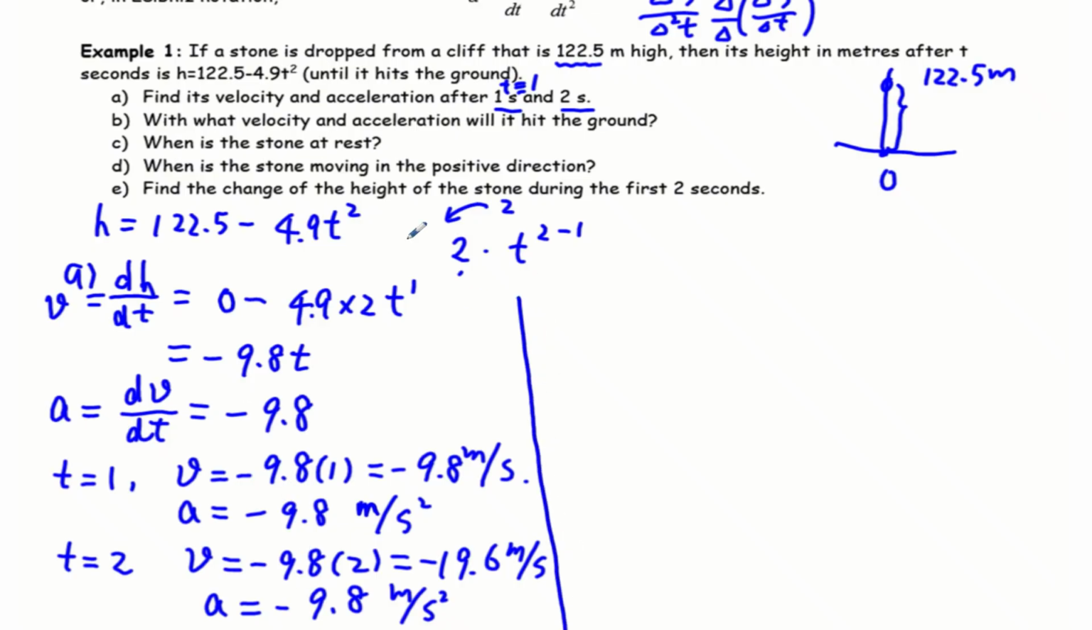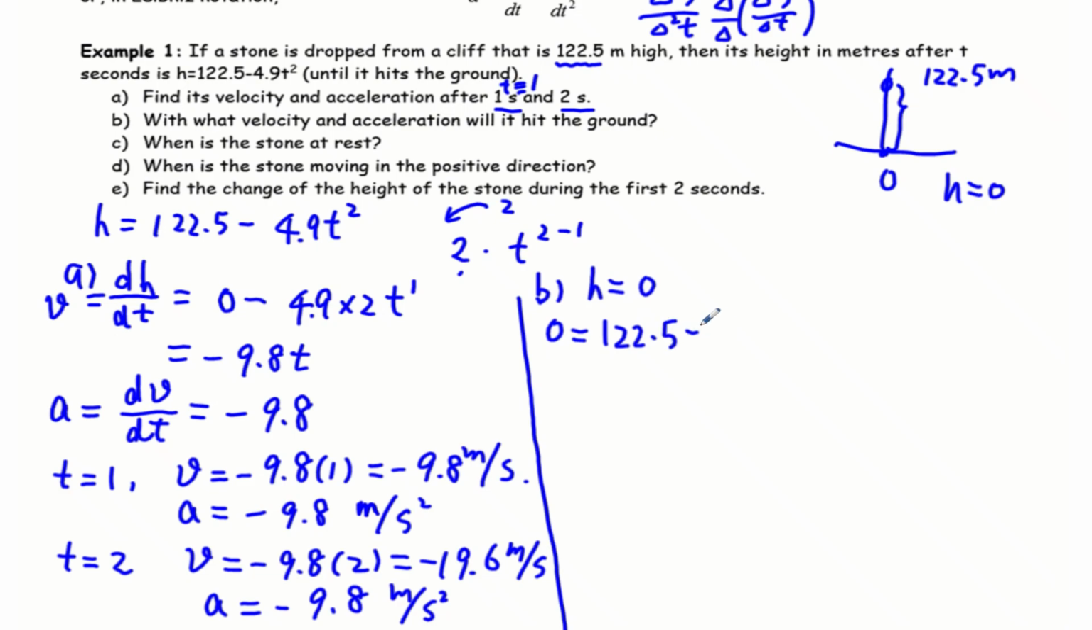Then we look at question B: with what velocity and acceleration will it hit the ground? Hitting the ground means the height equals 0. In order to find the velocity and acceleration, we need to find the time when the stone will hit the ground. In this equation, we have two variables, and in order to solve for t, h must be given. Hitting the ground means h is 0.